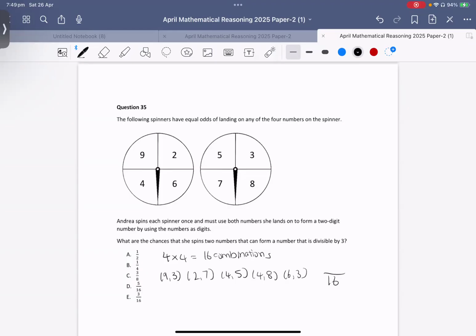So are there any other options that we can think of? I don't think so. And that gives us a total combination of 5 of them, right? 5 out of 16 possible combinations together will give us an answer. Okay, and that would be D. That is question 35 and the final question from this paper.